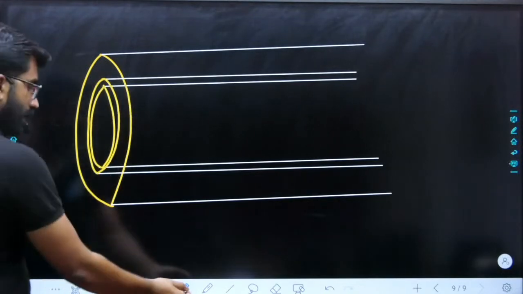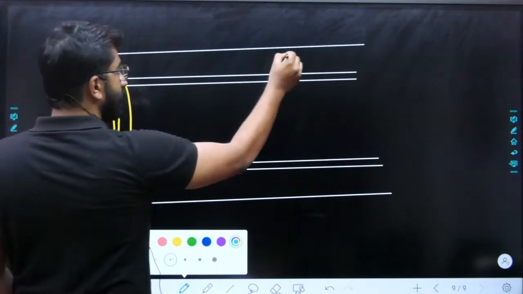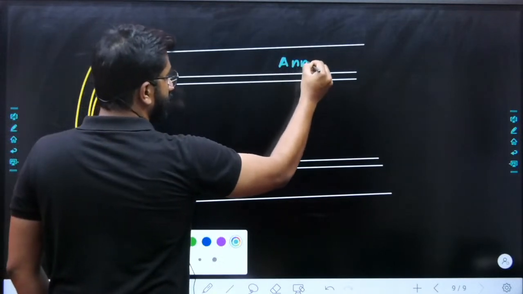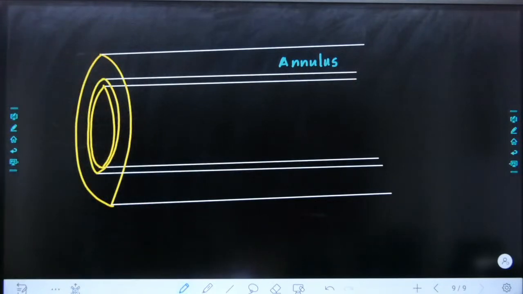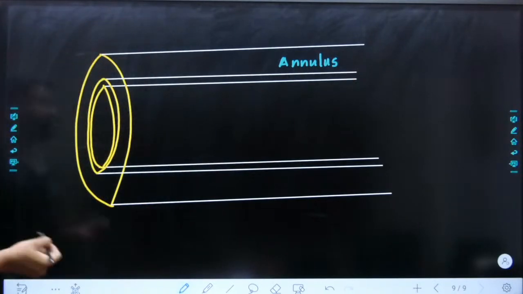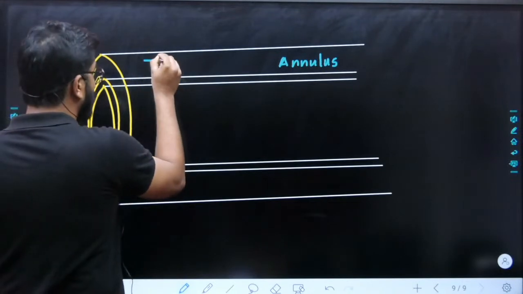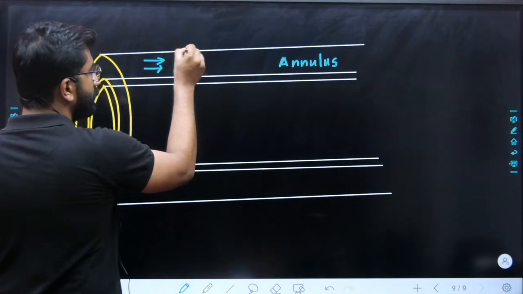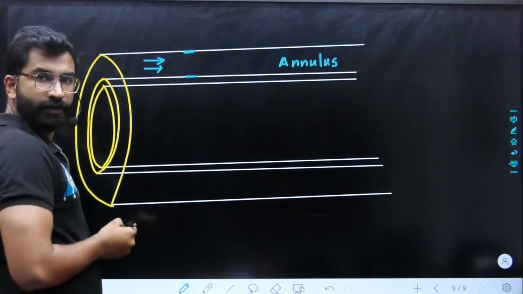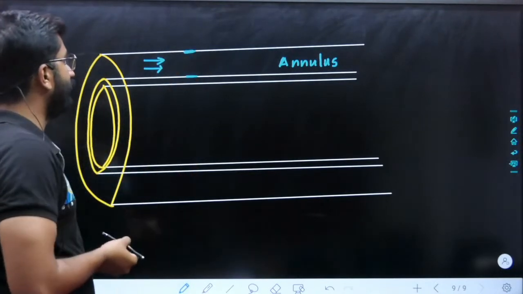Now, in case of an annulus, so this is your annulus. What is the hydraulic diameter of an annulus? They can ask you questions based on this. Whenever there is a flow through the annulus, these are the two surfaces which are in contact with the fluid.